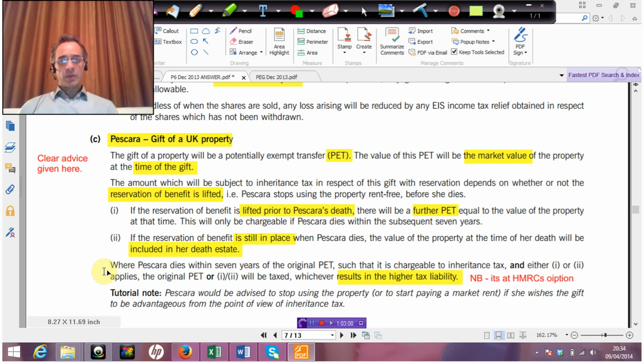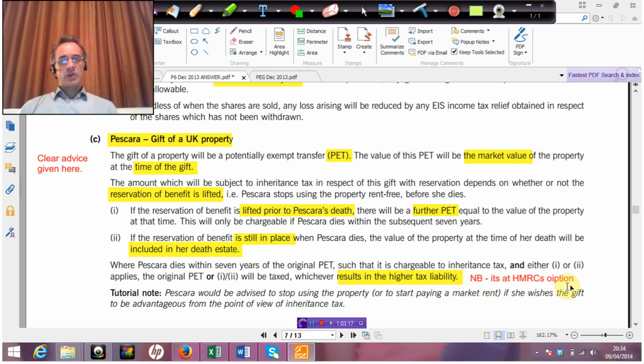Now, what they say here is essentially that whichever option results in the higher tax, in other words, whether it's the original PET or 1 or 2, whichever results in the higher tax, the revenue will take the highest one. It's at their option.